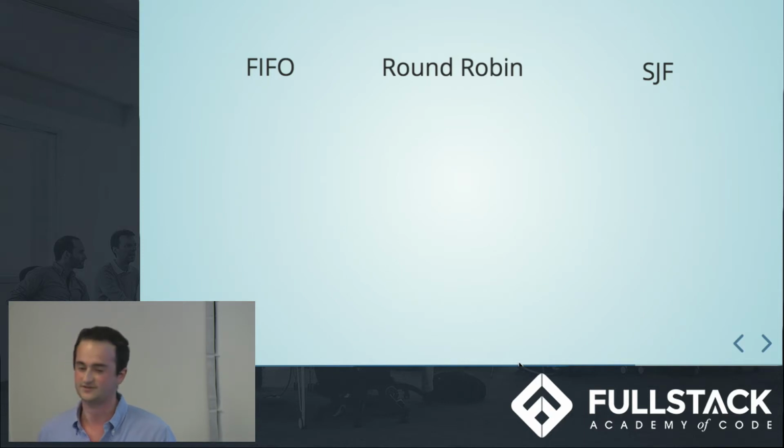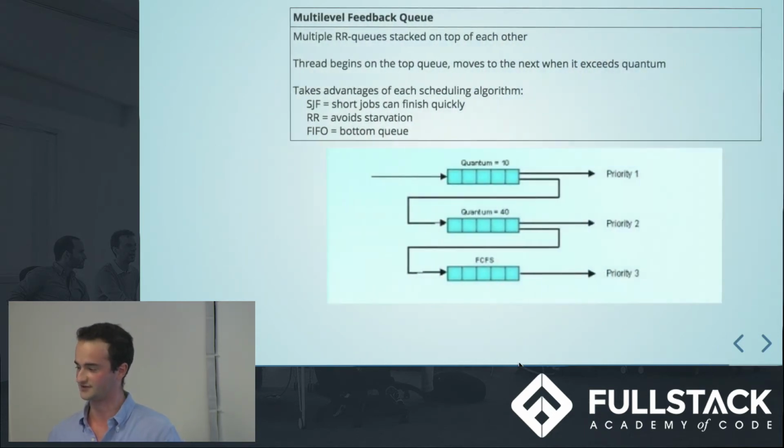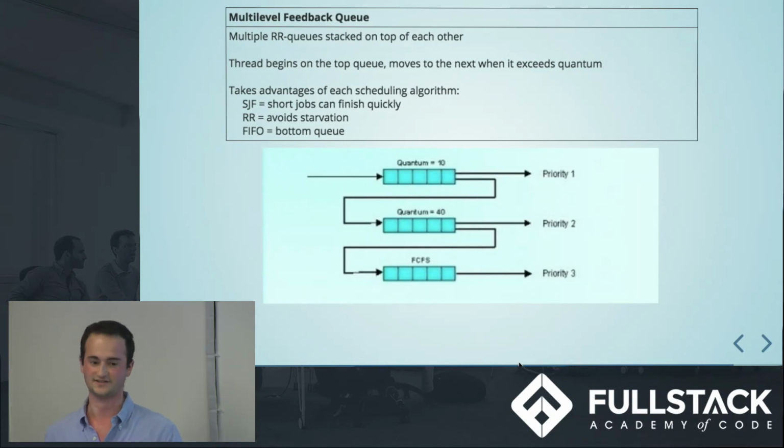And it's pretty clear that none of these are really good enough for our computers. They're slow and inefficient, and some of them have starvation problems, but what we can do is take the unique benefits of all three of these and combine them into one sort of super algorithm, which is called the multi-level feedback queue. And all that is just a bunch of round-robin queues stacked on top of each other.